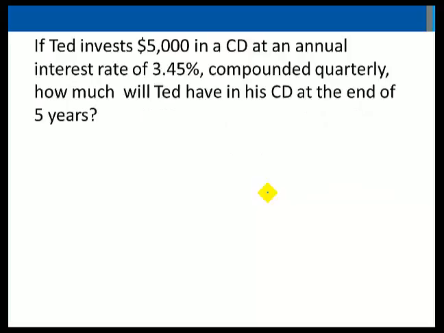If Ted invests $5,000 in a CD at an annual interest rate of 3.45% compounded quarterly, how much will Ted have in his CD at the end of 5 years? We'll start with the formula. A equals P times (1 plus R over N) raised to the NT, and we're solving for the amount that Ted will have at the end of 5 years. So we're solving for A here.